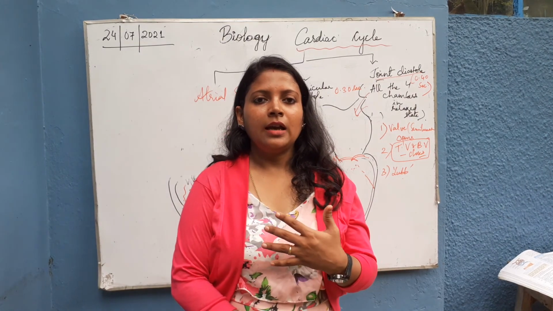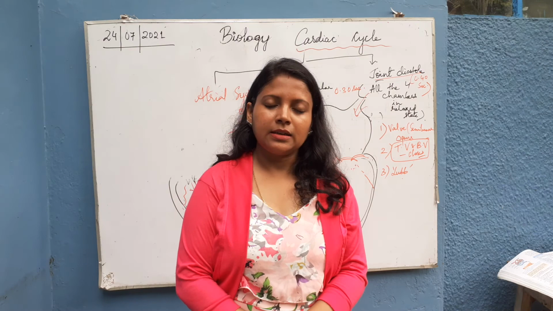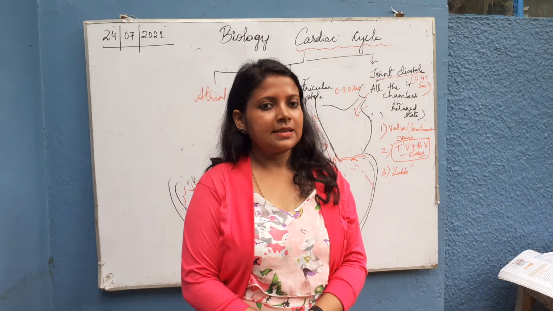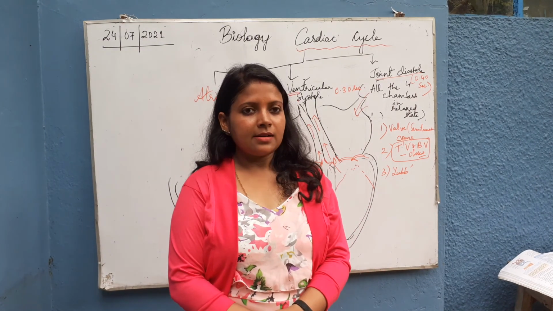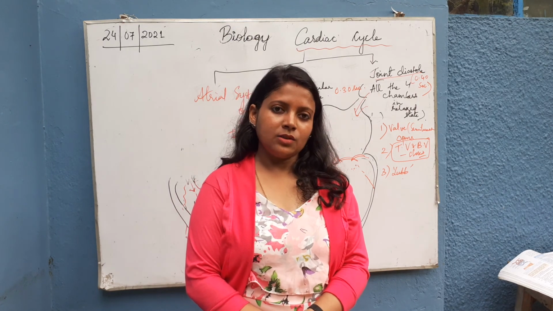So I have explained to you what the cardiac cycle is and what the three stages of the cardiac cycle are: atrial systole, ventricular systole and joint diastole.